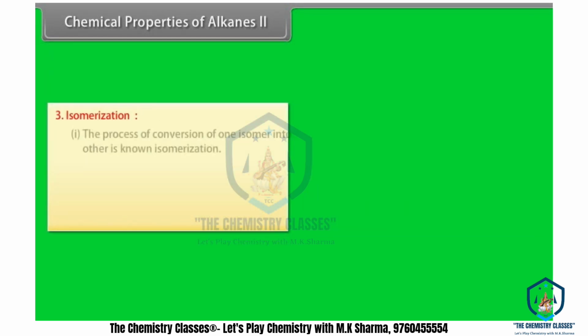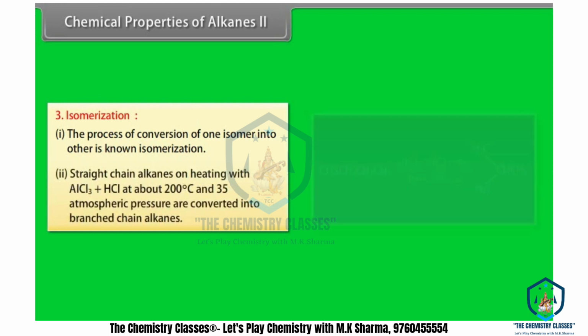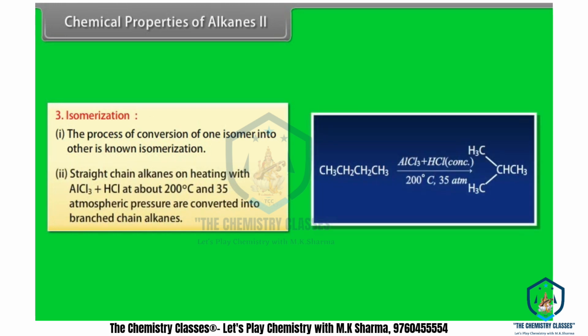Isomerization. Number 1. The process of conversion of one isomer into another is known as isomerization. Number 2. Straight chain alkanes, when heated with AlCl3 plus HCl at about 200 degrees centigrade and 35 atmospheric pressure, are converted into branched chain alkanes.